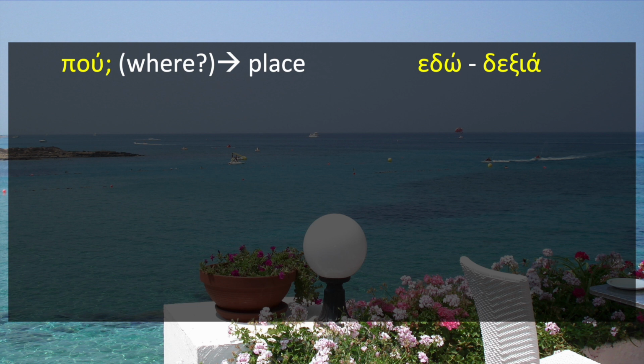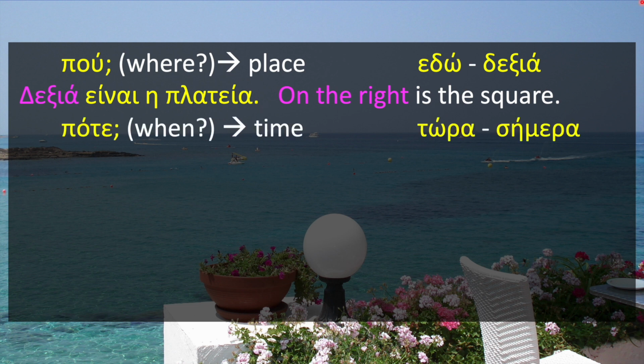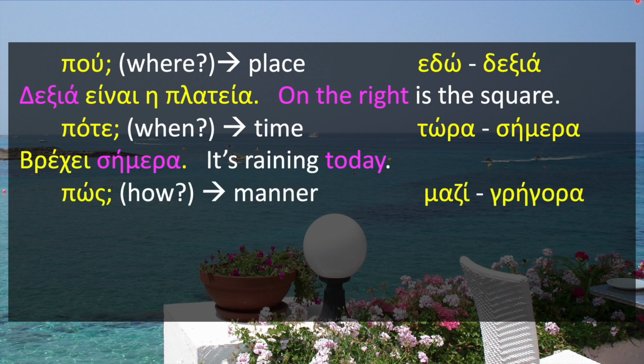When we ask the question πού, where, the answer is a place. For example, εδώ, δεξιά. Δεξιά είναι η πλατεία. On the right is the square. If we ask the question πότε, when, the answer is time. For example, τώρα, σήμερα. Βρέχει σήμερα. It's raining today.